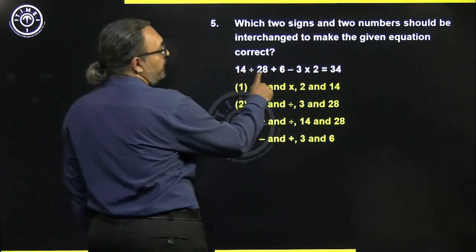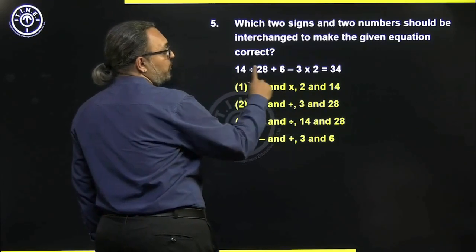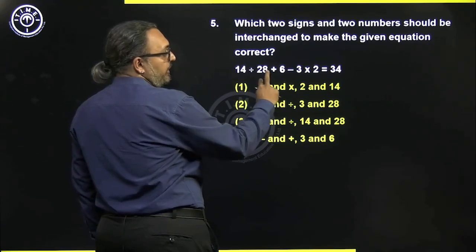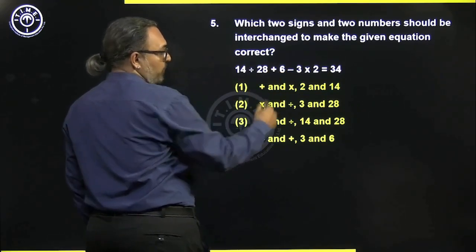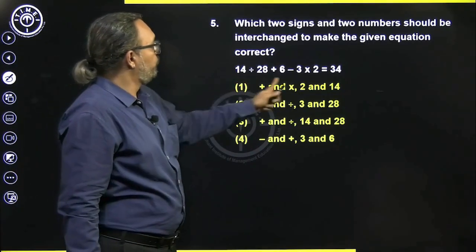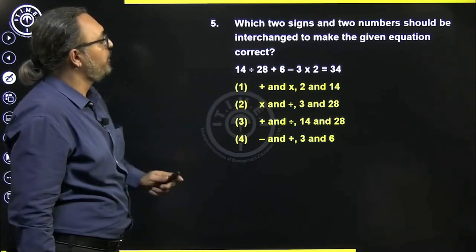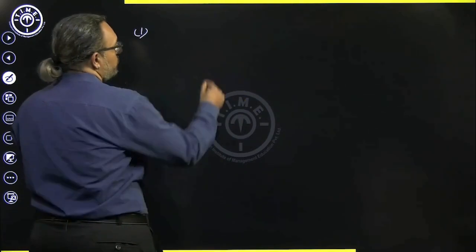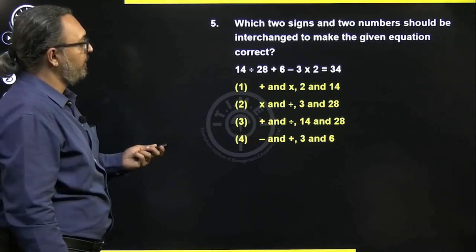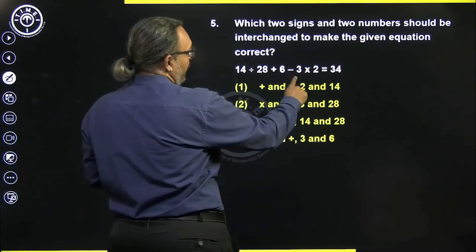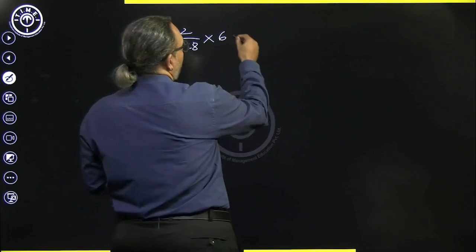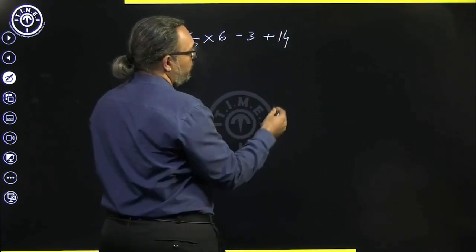So, here I have 14 divided by 28, correct. Now, 2 and 14. So, basically I will be getting 2 divided by 28, then into 6. So, in the first option, 2 and 14 are exchanged, plus and into are exchanged. So, we have 2 divided by 28 into 6, and then you have minus 3 and plus 14.